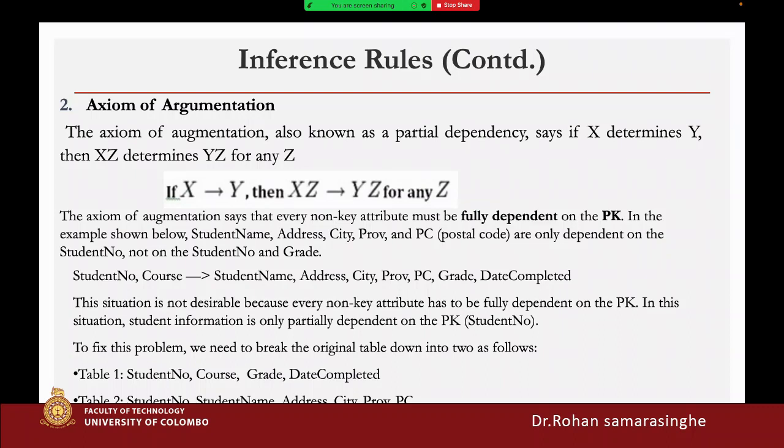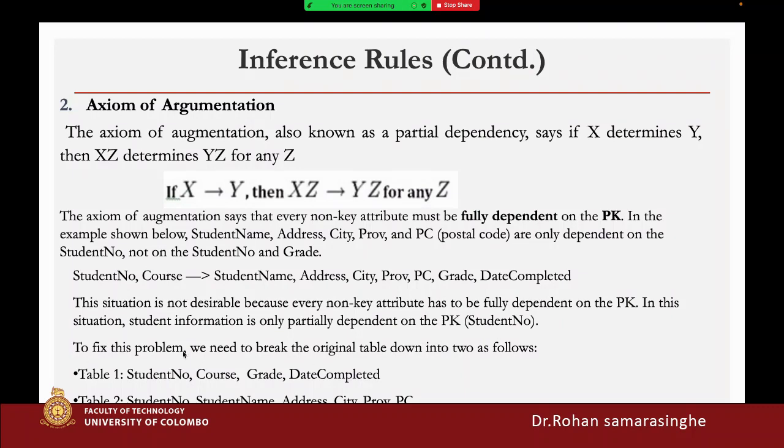From student number and course, we can get the student name, address, city, province, postal code, grade, and date completed. This situation is not acceptable because every non-key attribute has to be fully dependent on the primary key. Otherwise, those non-key attributes cannot be accessed. In this situation, student information is only partially dependent on the primary key, student number.